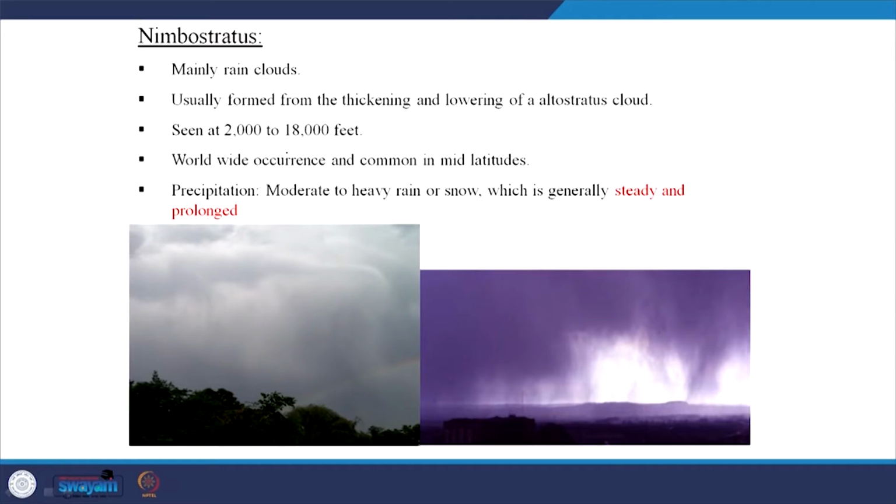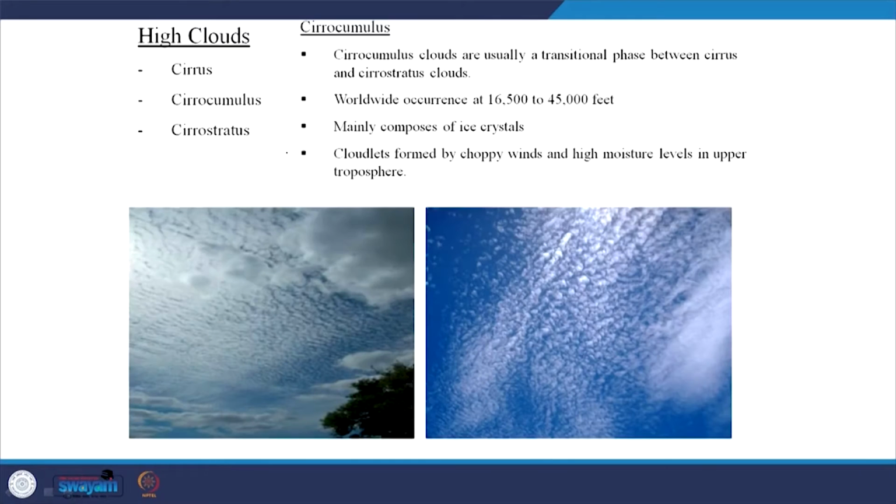So they are usually formed from the thickening and lowering of altostratus cloud. We have just seen what is altostratus cloud. From the thickening of altostratus cloud, we can see the formation of nimbostratus clouds. The precipitation that you can expect from this type of cloud is moderate to heavy rain or snow, which is generally steady and prolonged. So this type of cloud generally gives you a lot of precipitation, and this precipitation lasts over a very long period of time, right?